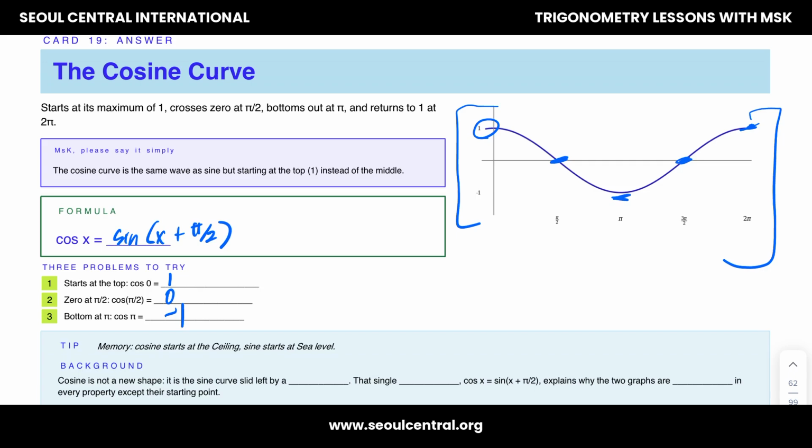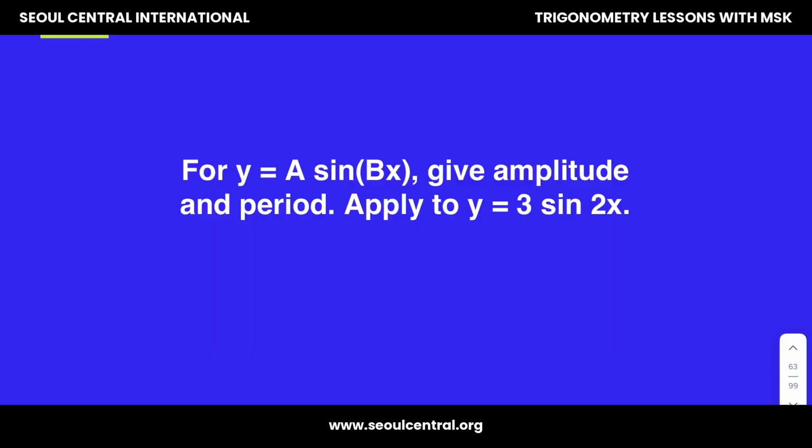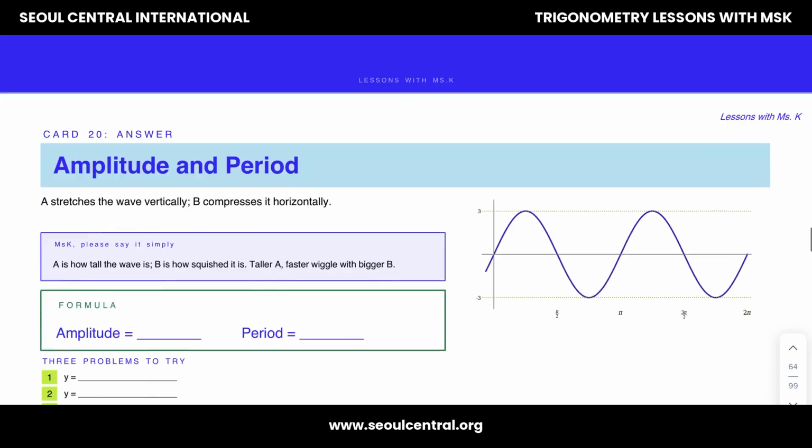So cosine is not a new shape. It is the sine curve shifted left by a quarter turn, and that single observation, cosine x equals sine of x plus pi over 2, explains why the two graphs are identical in every property except their starting point. For y equals a sine bx, a and b give the amplitude and the period. Let's apply that to y equals 3 sine 2x. Which one is your a and which one is your b?